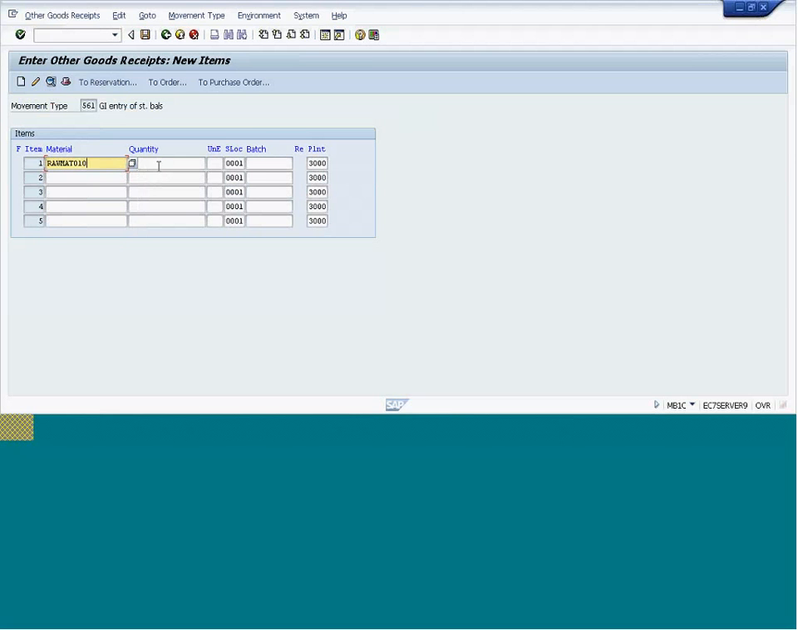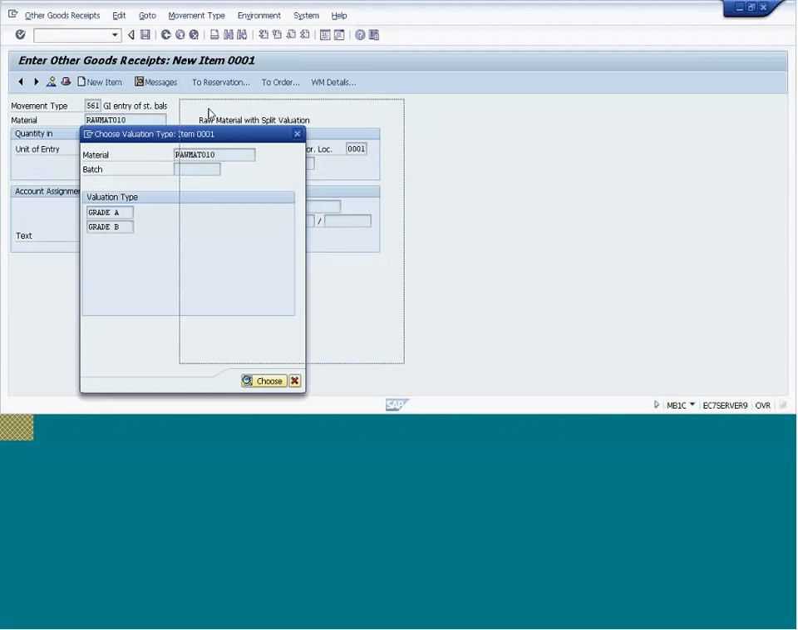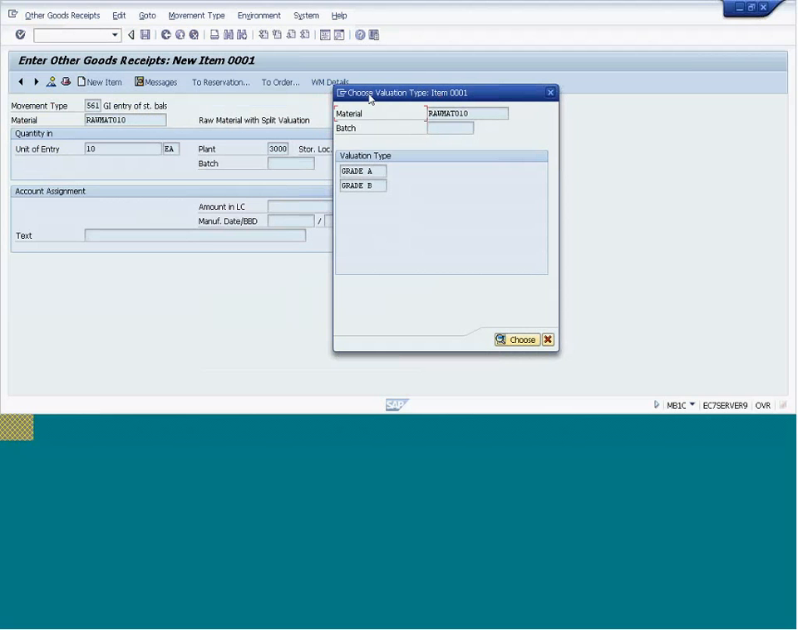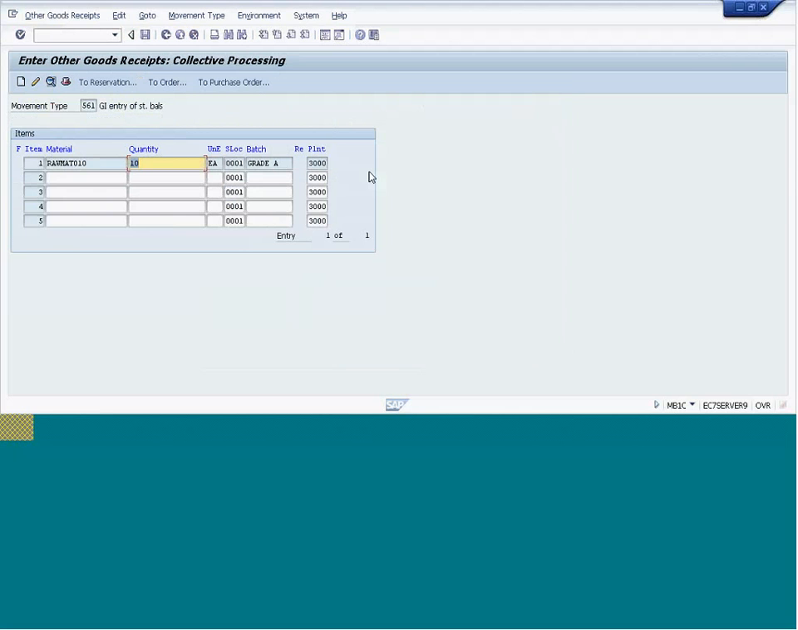Now I am selecting, let's say, 10 quantity. The moment I put it in, a pop-up will come asking which one you are procuring, A or B. Let's say you say A, then it will populate the batch field. When you are making a purchase order for this material, it will also ask which grade you are taking. Okay, that's what I was asking.